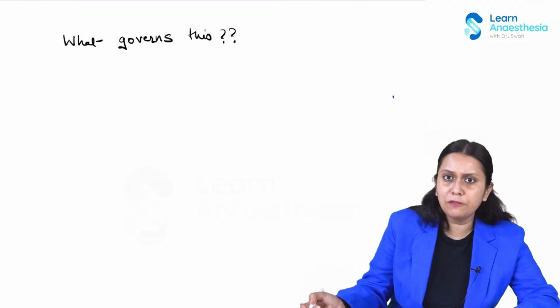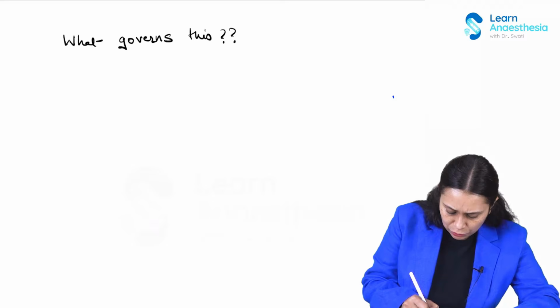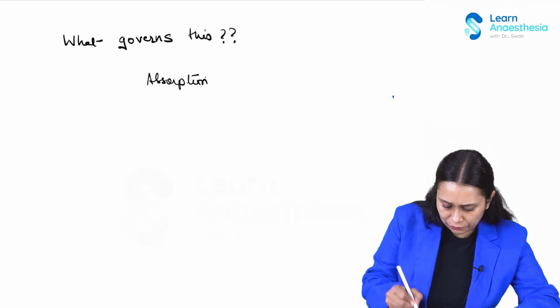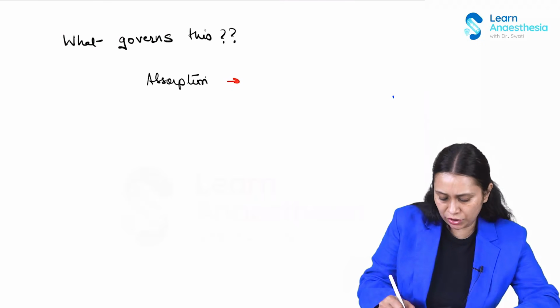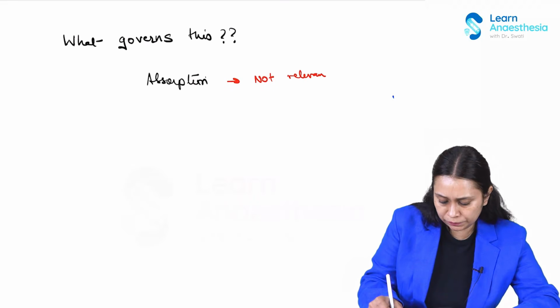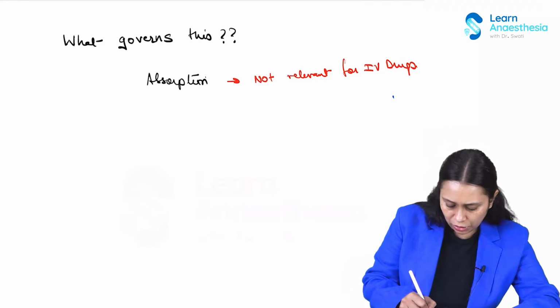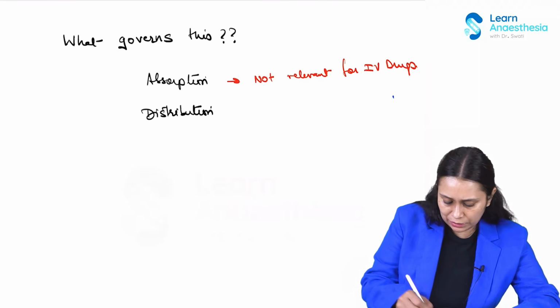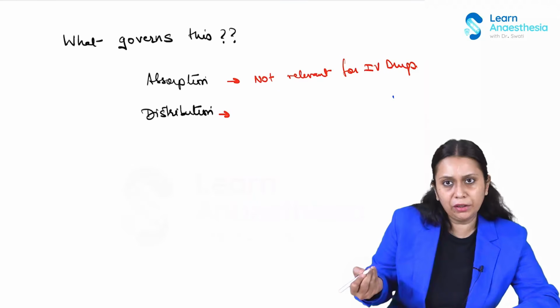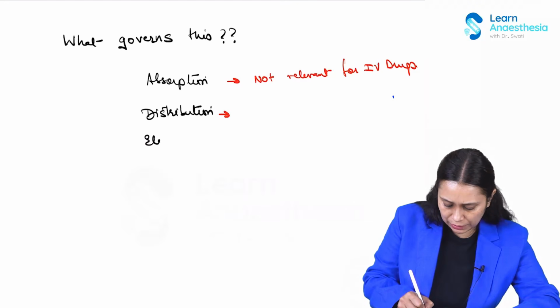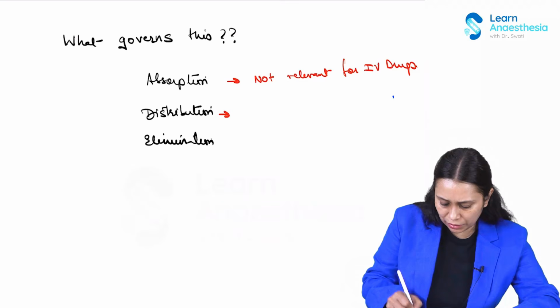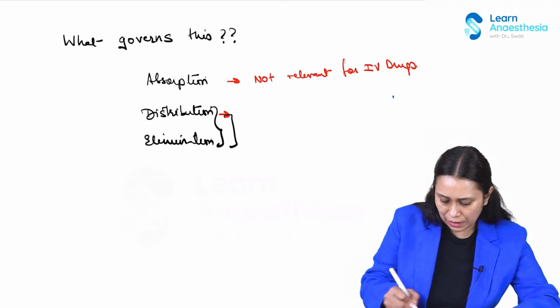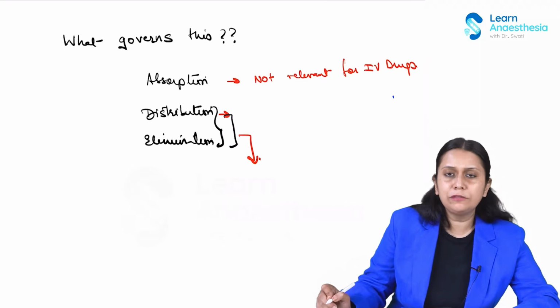So what governs this pharmacokinetic principle? The first thing is absorption of the drug, which is not relevant for intravenous drugs. The second is distribution. Now distribution is very much important for IV drugs, and then elimination. So for intravenous drugs, these two factors are important, distribution and elimination. They will govern the pharmacokinetic principle.